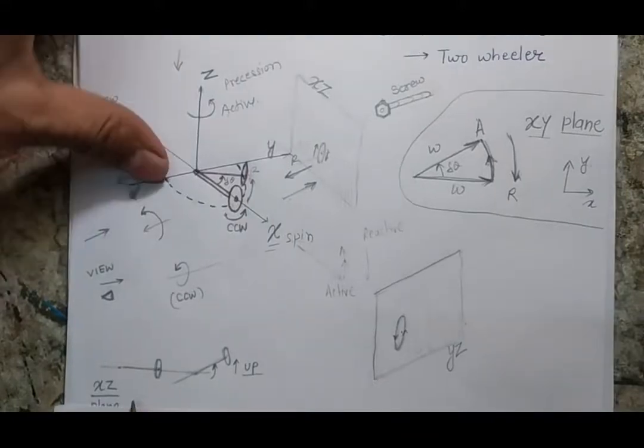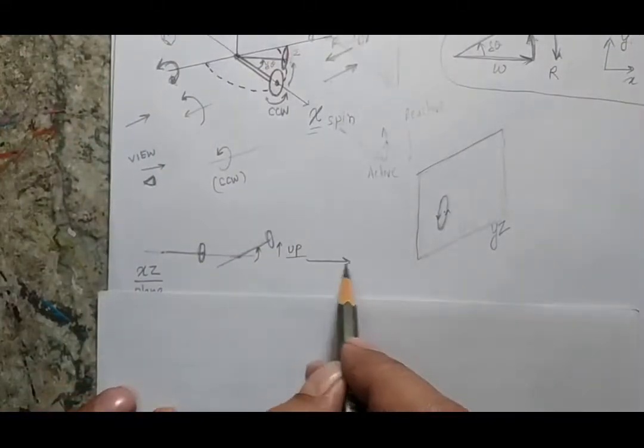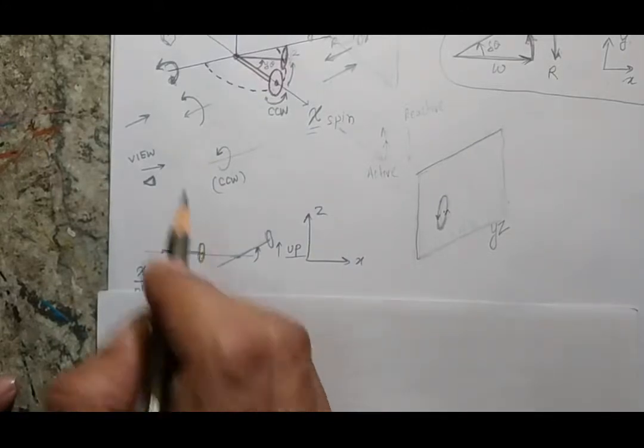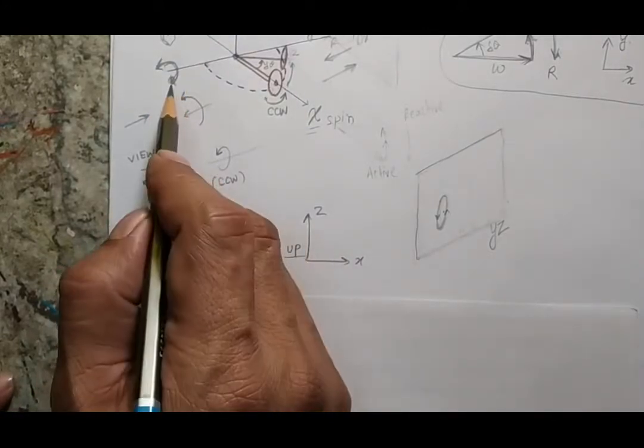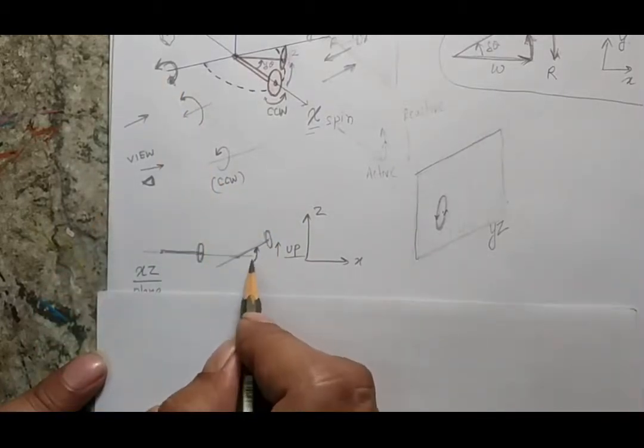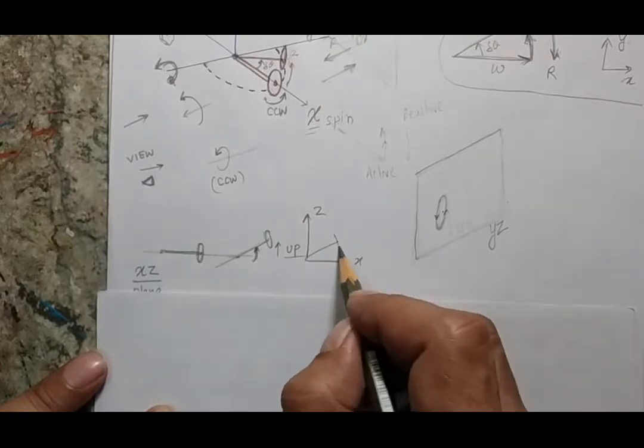So here I am representing, suppose this is my x-axis and this is my z-axis. Initially the rotor was here, and when I have a gyroscopic couple in the counterclockwise direction, it will try to lift the rotor and the rotor will go in the upward direction.